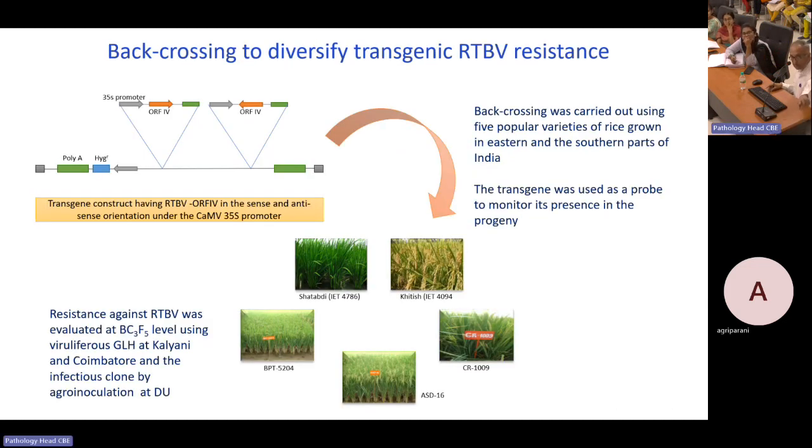So the ones selected by TNAU were ADT 5204, ASD 16, and CR 1009. And the West Bengal team selected Shatabdi and Kitish. So using the transgenic rice which we had, there was a back cross program initiated. And the back crossing was done at TNAU as well as Kalyani. And then the testing was partly done at TNAU and partly at Kalyani. So this project carried on till 2015 or 16. It was funded by Department of Biotechnology.